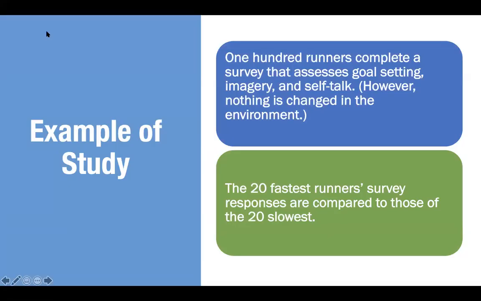So hopefully that did make sense. Here are some other examples that you could see. Let's say an example of a study: 100 runners complete a survey that assesses goal setting, imagery, and self-talk. Again, nothing has changed in the environment. And then once you have the responses, you might consider looking at the ones that were faster and slower and then seeing if there was a change. Perhaps the runners that were faster reported using more of the goal setting, imagery, and self-talk techniques.